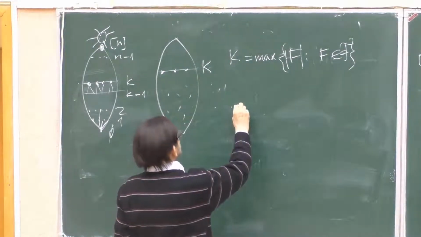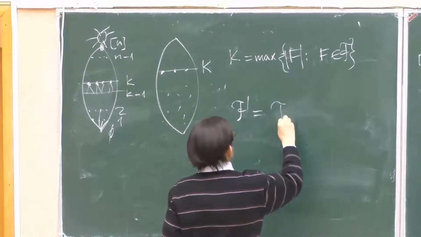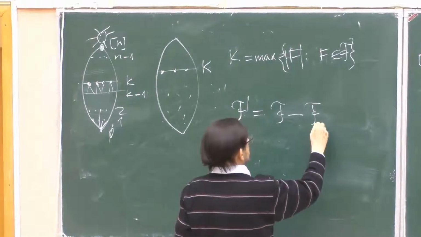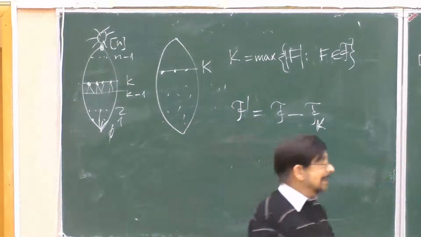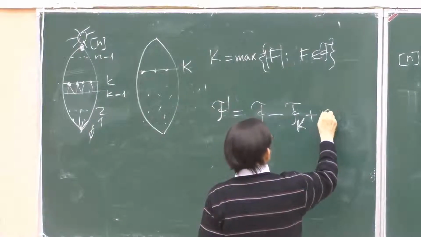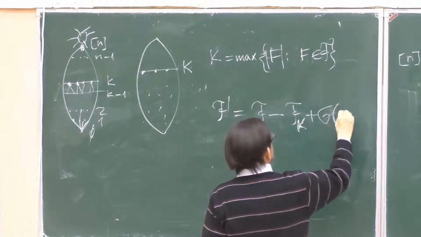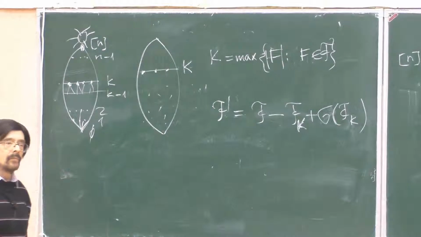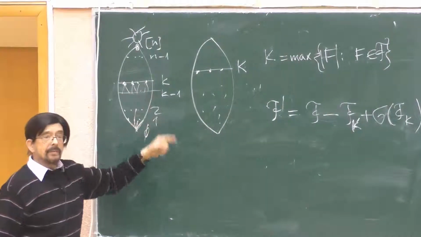So take a new family, F prime. Take out the k element sets. This is capital K, this was lowercase k. And add the shadow. So we delete this one and we add all the shadow members.